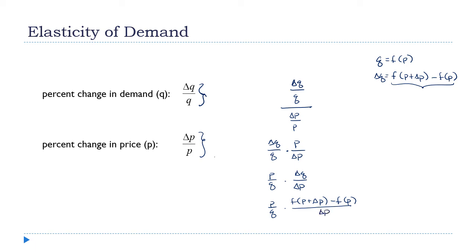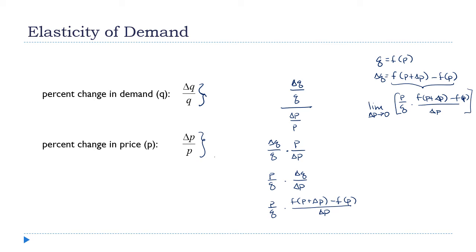delta P. Okay, hopefully that second fraction looks familiar, right? If you replace that delta P with h, because we usually use an h, that looks an awful lot like the difference quotient that we used all the time back when we were first looking at the derivative. All right, so here's what I'm going to do. I'm going to take the limit as delta P approaches 0 of the whole thing, P over Q times f of P plus delta P minus f of P over delta P.